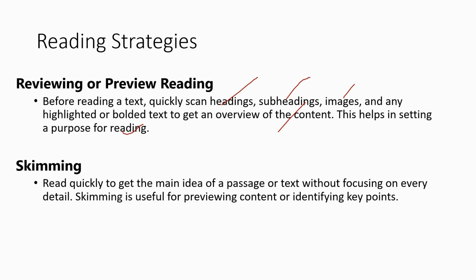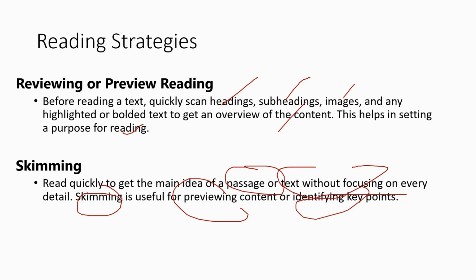When we talk about reading, skimming means to read quickly to get the main idea or passage of the text without focusing on every word. Skimming is useful for previewing content or identifying key points. As against the reviewing method, skimming is to focus on the main ideas.